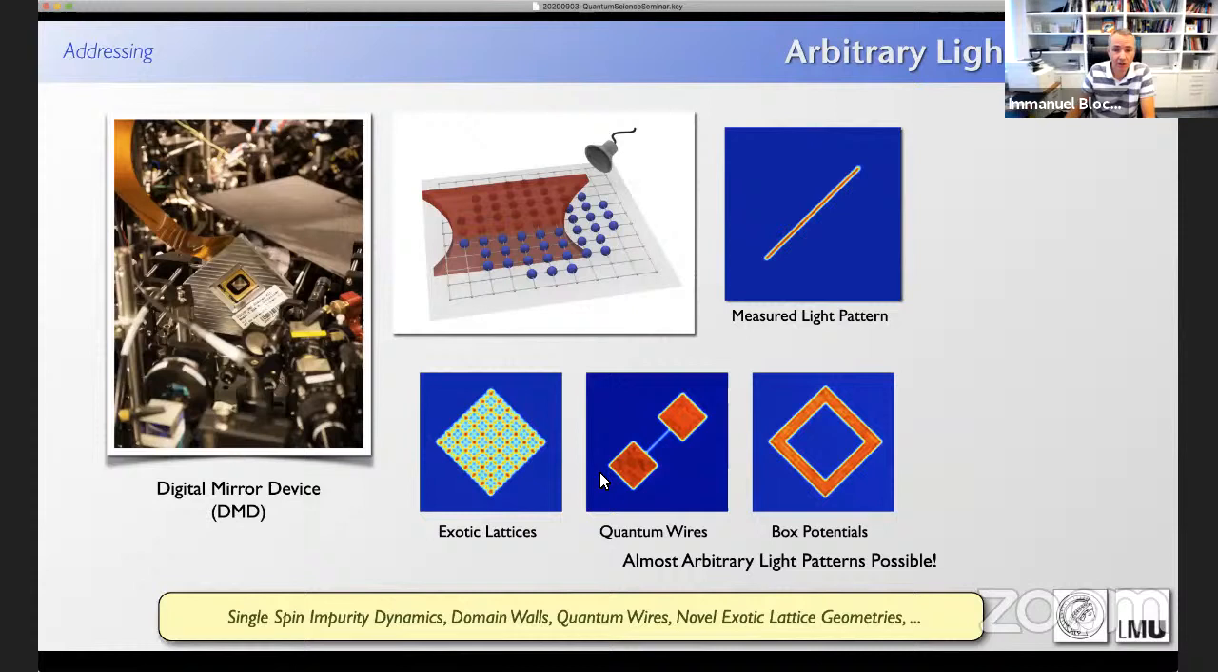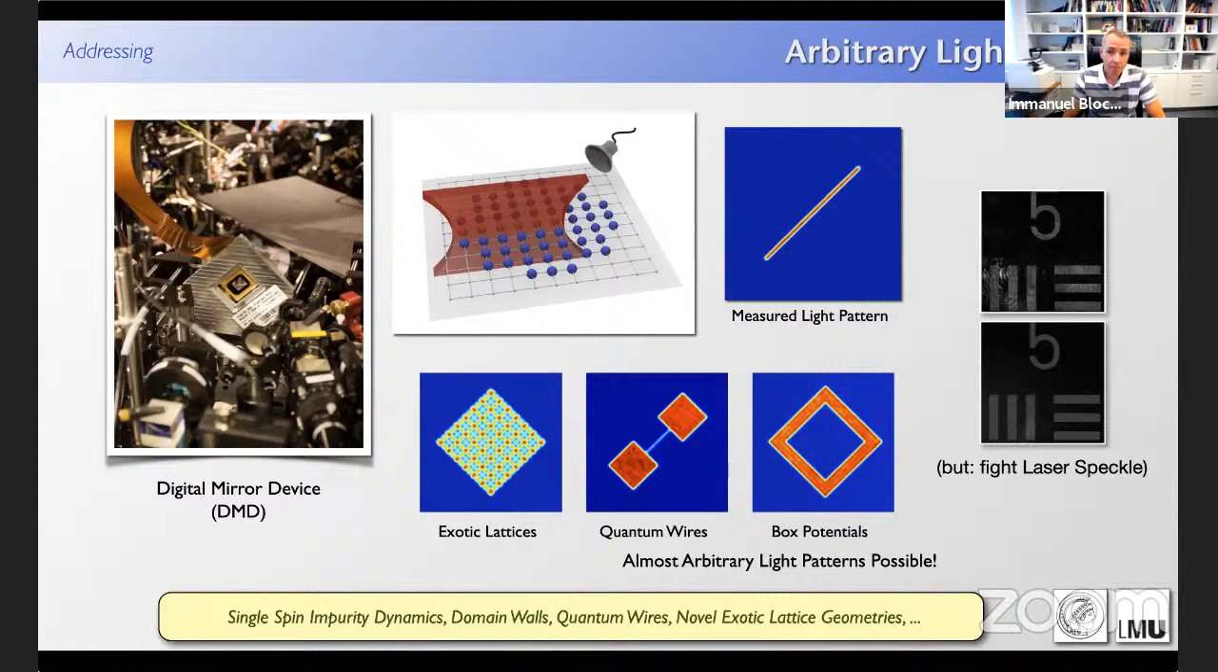Or you can make box potentials, and I'll actually give you an example of that, where you remove the harmonic trap and you make a completely homogeneous system and basically avoid any other confinement effects that you have in the system. You have to fight a little bit of speckle. I'll come back to what we do about that at the end of the talk.